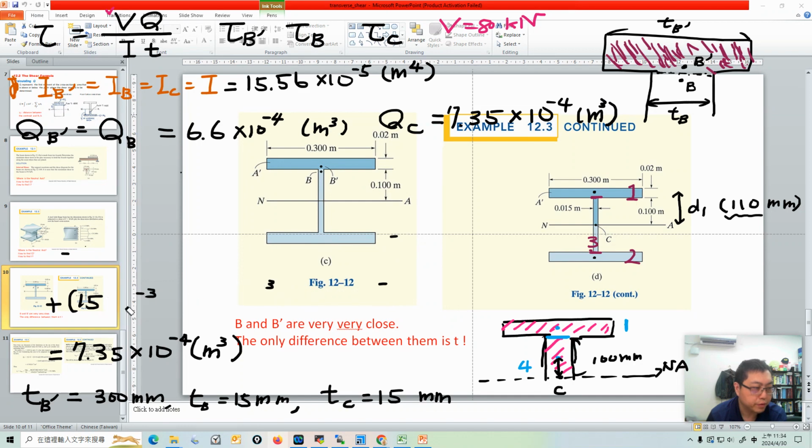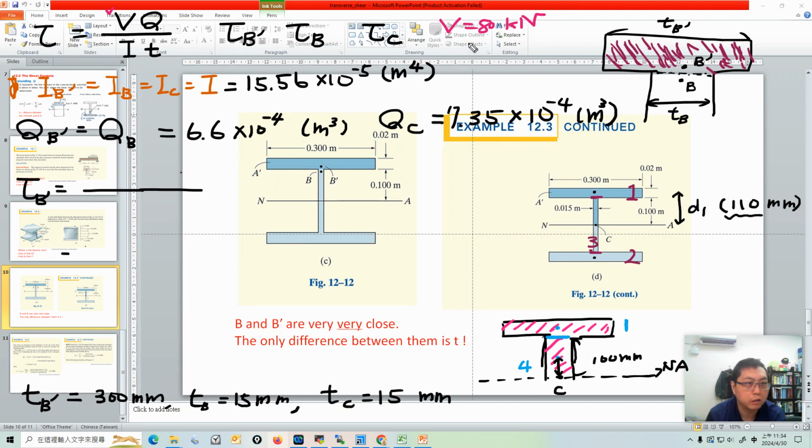So finally, we can calculate the answers. That's why shear stress calculation indeed takes a very, very long time. You have lots of things to calculate. So first is our B prime. V is the same, 80 kilonewton. QB prime is here, 6.6 times 10 to the power minus 4. And our moment of inertia is 15.56 times 10 to the power minus 5.